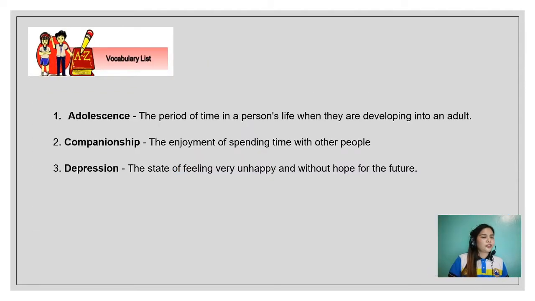First up, we have to learn the words in our vocabulary list. These words are really important because we are going to encounter them as we go along with the lesson. First, we have the word adolescence. This is the period of time in a person's life when they are developing into an adult. Second is companionship. It is the enjoyment of spending time with other people. Third is depression. It is the state of feeling very unhappy and without hope for the future. I hope you keep in mind these words.